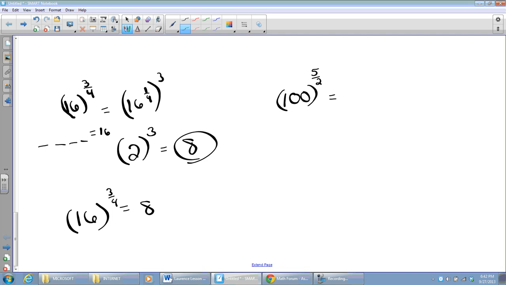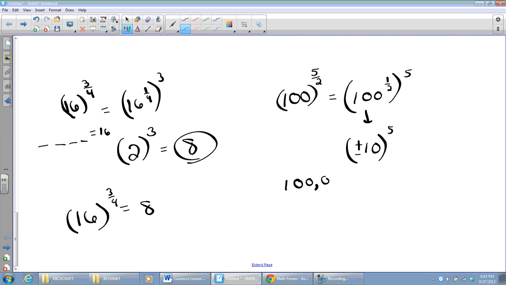100 to the 5/2 power would be the same as 100 to the 1/2 power, and then I'm going to raise that to the 5th power. Well, this thing here will be plus or minus 10. And then when I raise that to the 5th power, well, 10 to the 5th power is pretty easy. I believe that's 100,000. And negative 10 to the 5th power would be negative 100,000. And there you go. That is your answer.